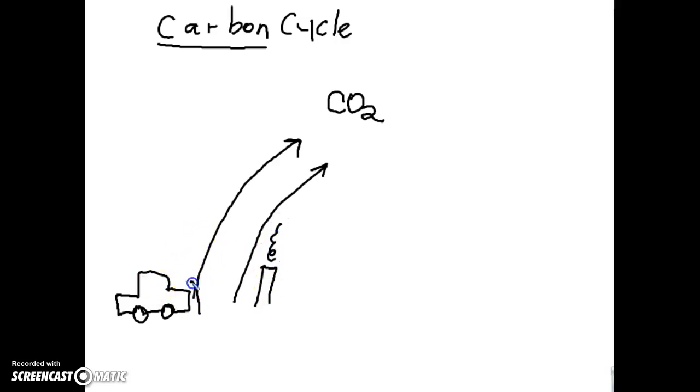Our burning of fossil fuels is adding carbon dioxide to the atmosphere. We also let out carbon dioxide when we breathe, so with respiration we let out carbon dioxide. And this happens with all organisms, so animals and plants, and don't forget humans are animals. So with any type of respiration, we get carbon dioxide up into the atmosphere. So we have a lot of ways of getting carbon dioxide up into the atmosphere.